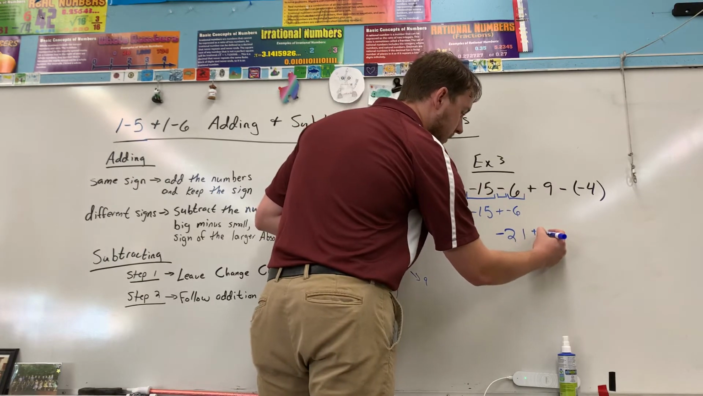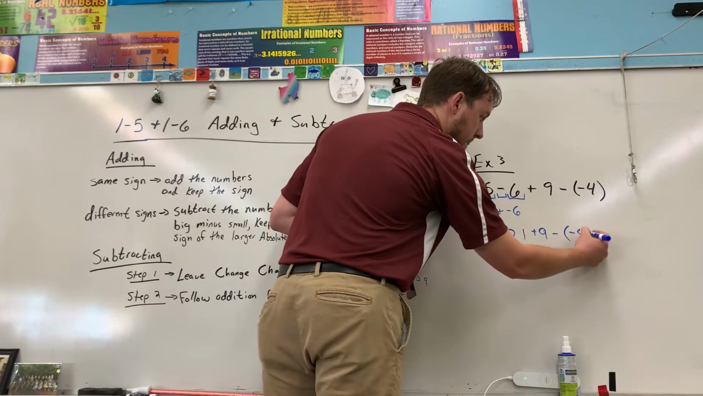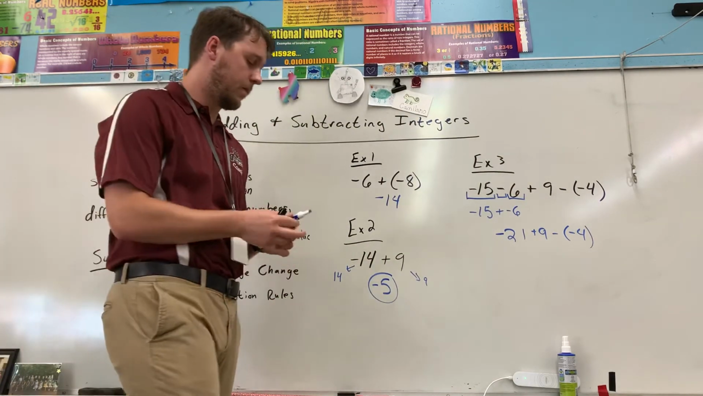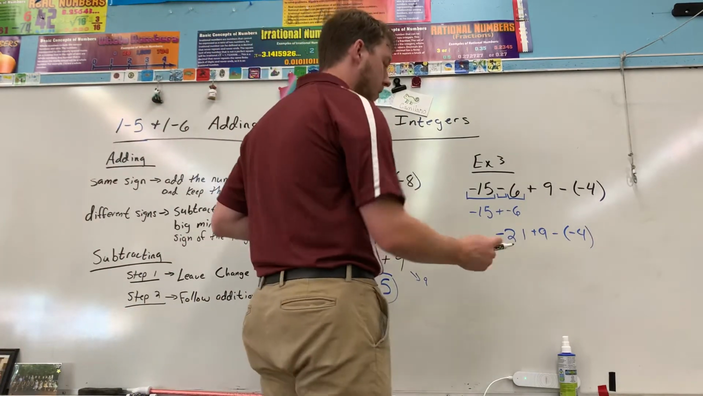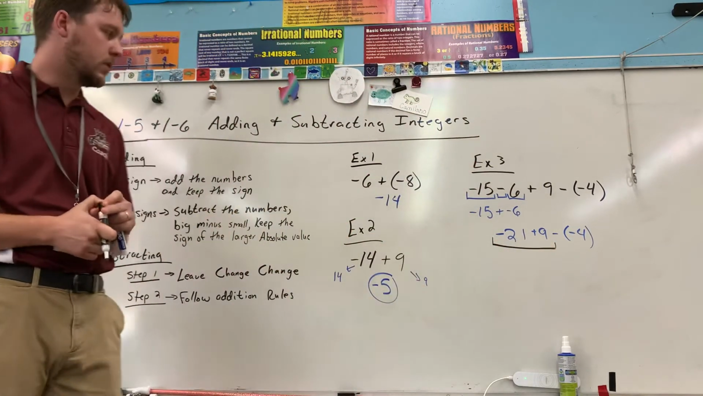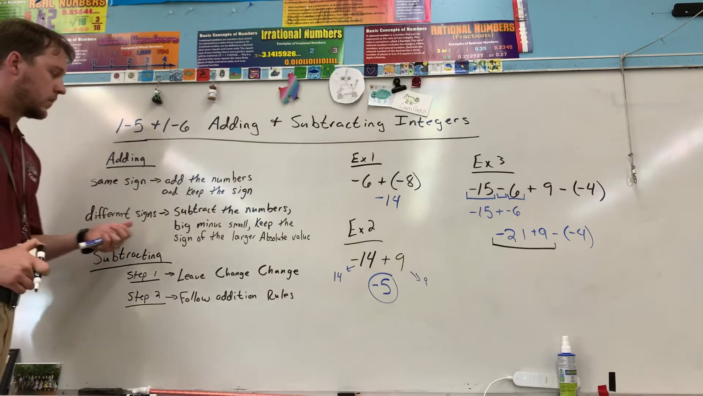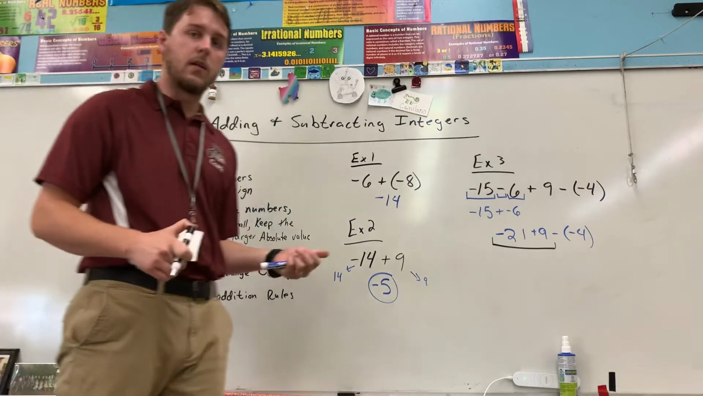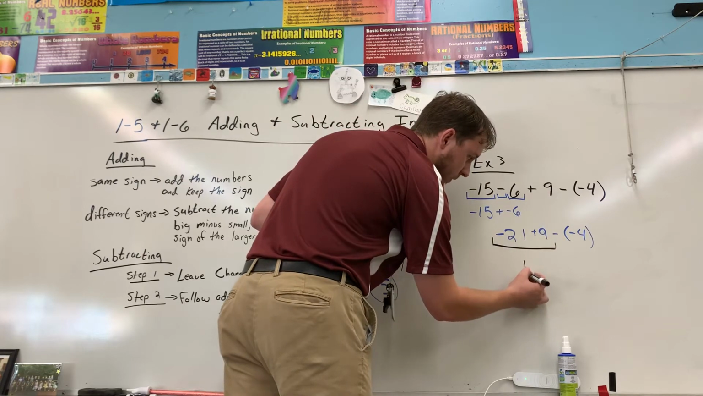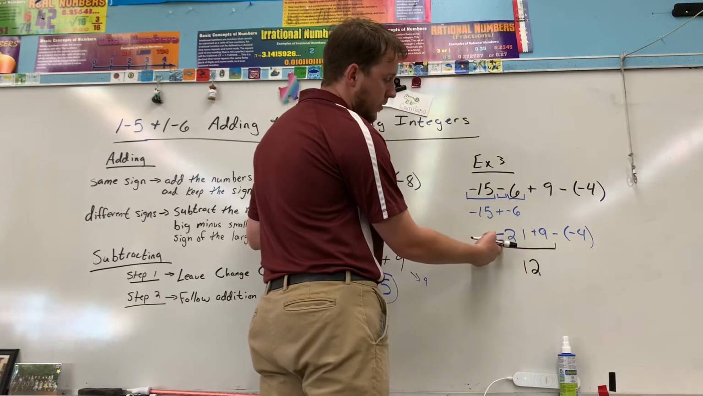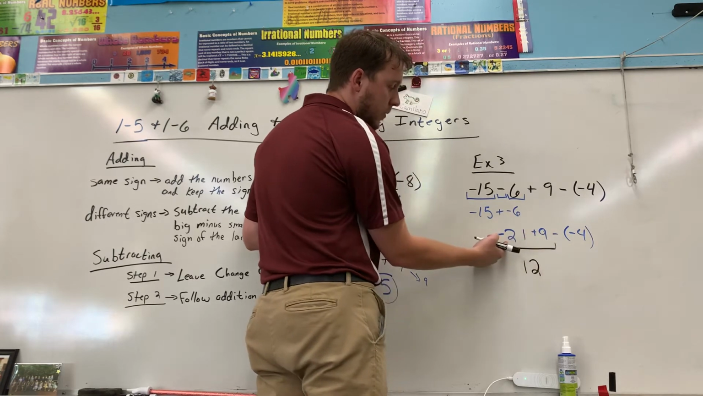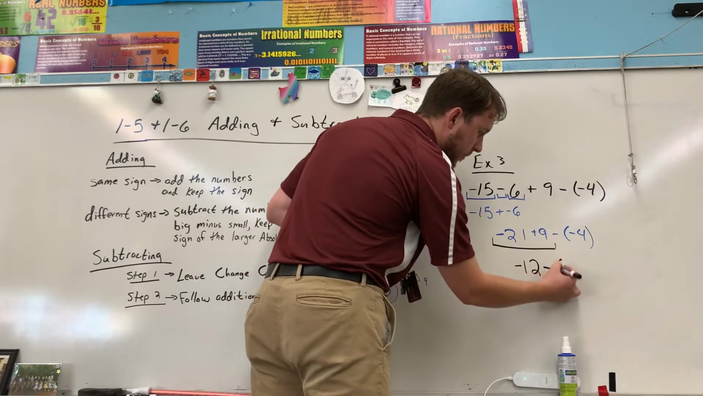I will rewrite the rest of my problem. And I'm going to take the next 2 now. Next 2, I have -21 plus 9, addition, different signs. I'm going to subtract the 2, big minus small, and keep the sign of the larger absolute value. So 21 minus 9, I get 12. The absolute value of -21 is 21. The absolute value of 9 is 9. That one's bigger. I keep the negative.